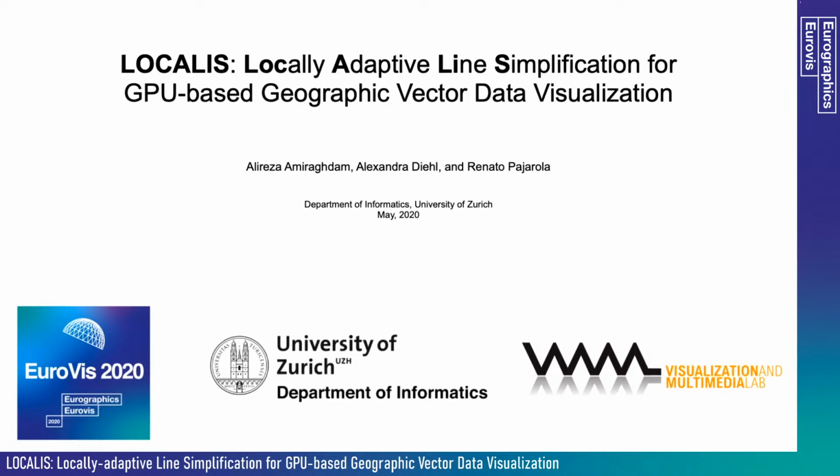Welcome to this presentation. I'm Alireza Amiraghdam from the Visualization and Multimedia Lab of the University of Zurich. In this video, I will present our locally adaptive line simplification algorithm called Localise, which is mainly designed for visualizing geographic vector line data, but its application is not limited to this field.